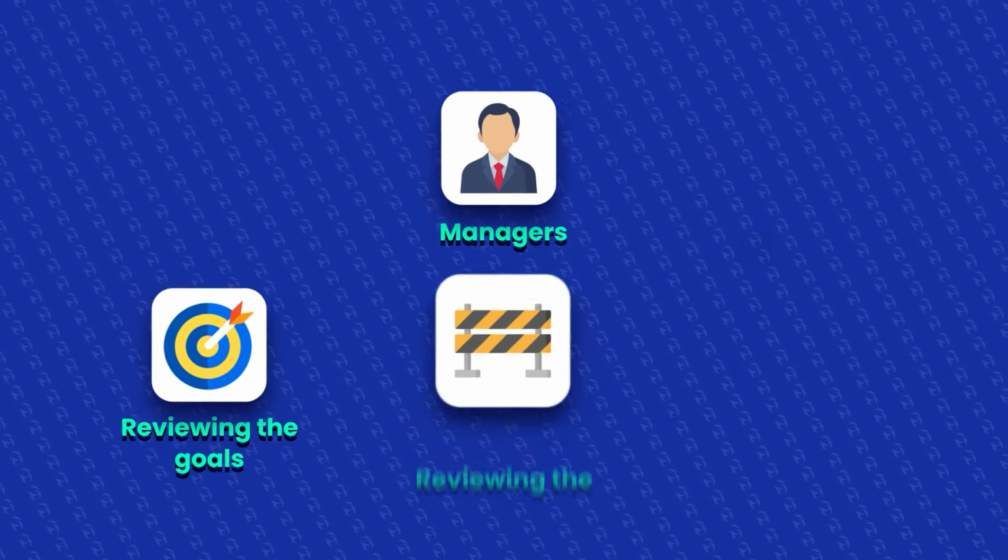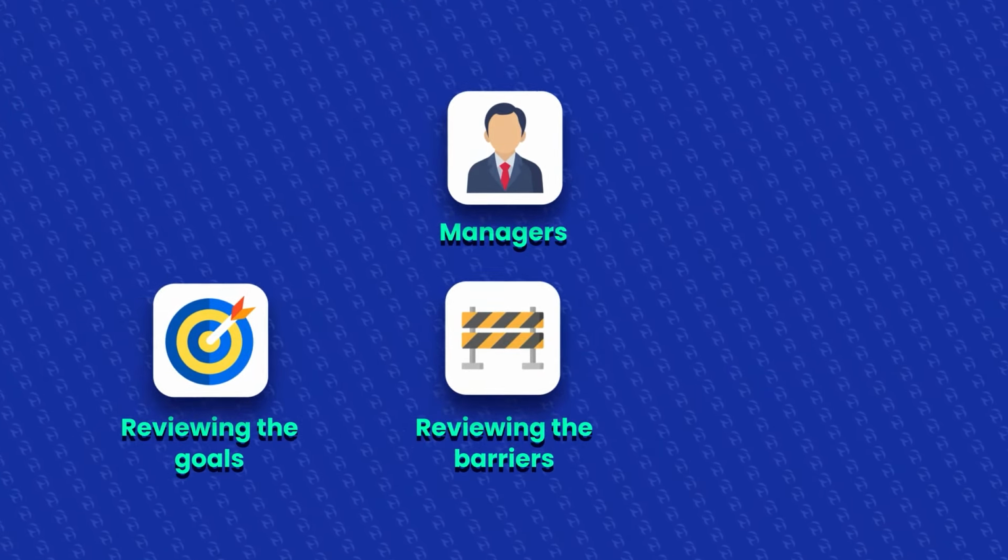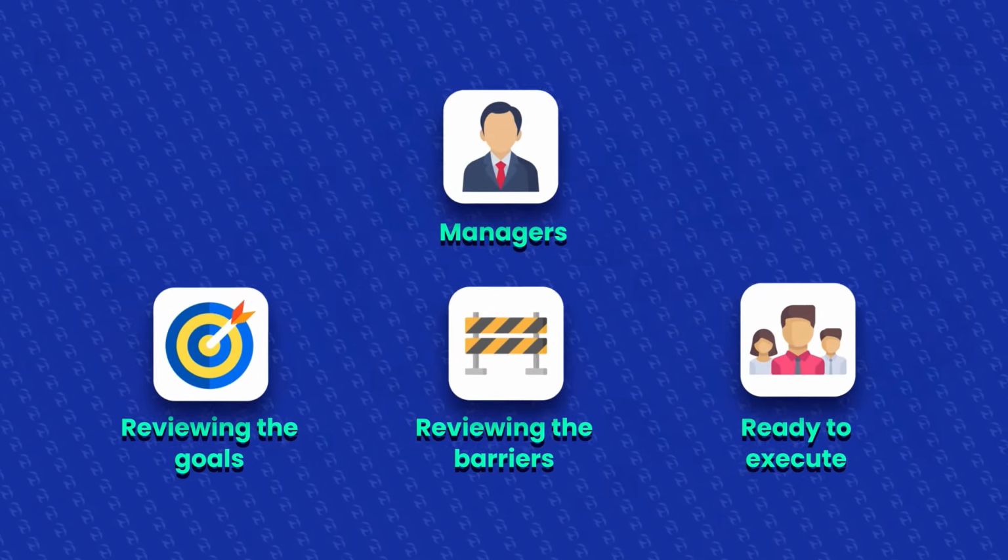Every manager with their team should hold a monthly operations plan meeting and a weekly operations planning meeting. In this meeting, the managers are reviewing the goals, reviewing the barriers from the prior month, and reviewing with their team to make sure they're ready to execute. Like I said, every business does this differently, but on a weekly basis, this should be really simple.